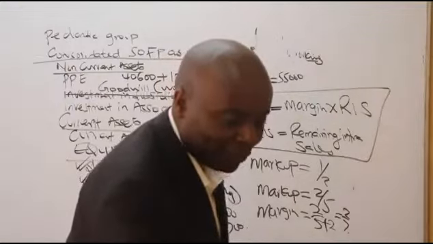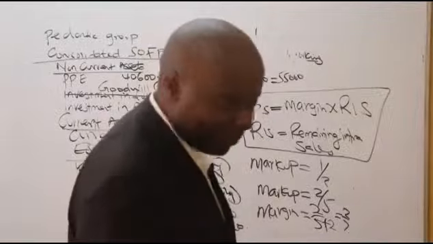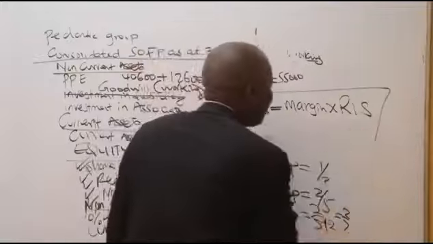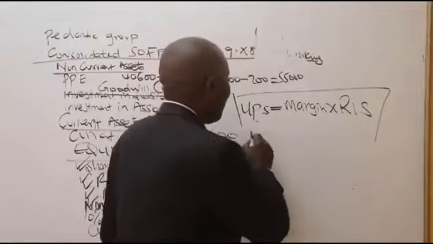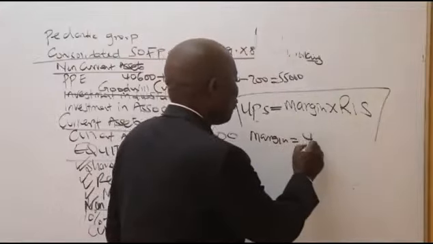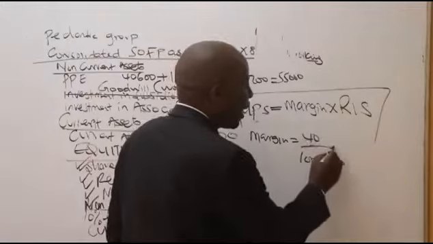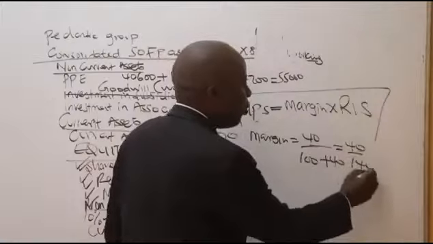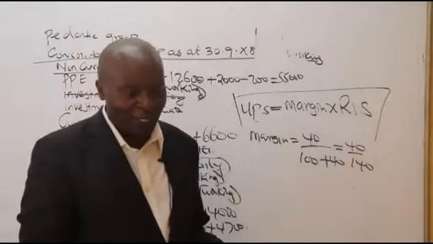Ladies and gentlemen, this is a nice examiner, because he has given me a free mark here. He said Sophistic made a markup of 40%. So what does that mean? First of all, I have to get the margin. If markup is 40 over 100, then margin will be 40 over 100 plus 40, which gives me 40 over 140. That is right, isn't it?